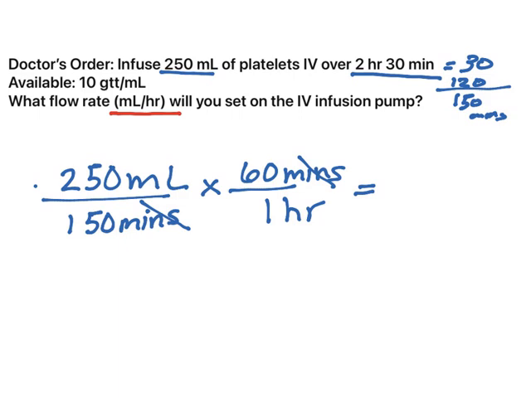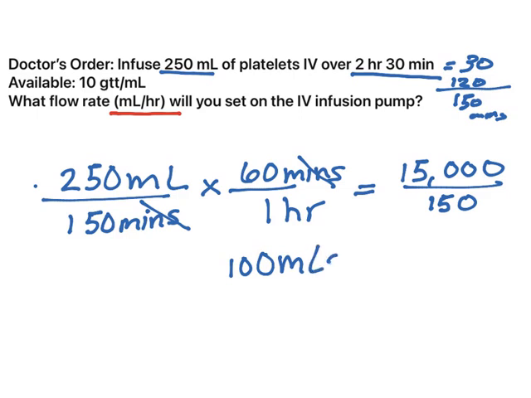So we're going to multiply 250 times 60. So we're just multiplying straight across the top, and we're going to get 15,000. And then we're going to multiply straight across the bottom, and we're going to get 150. So then we're going to divide 15,000 divided by 150, and we're going to get 100 mLs per hour.